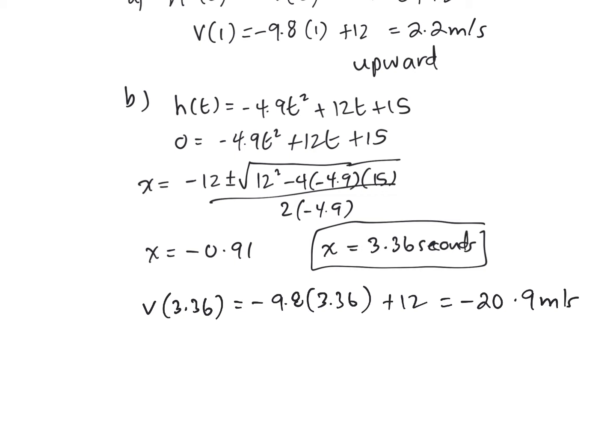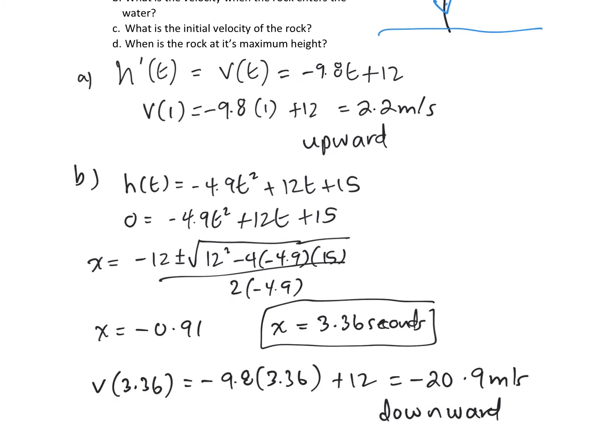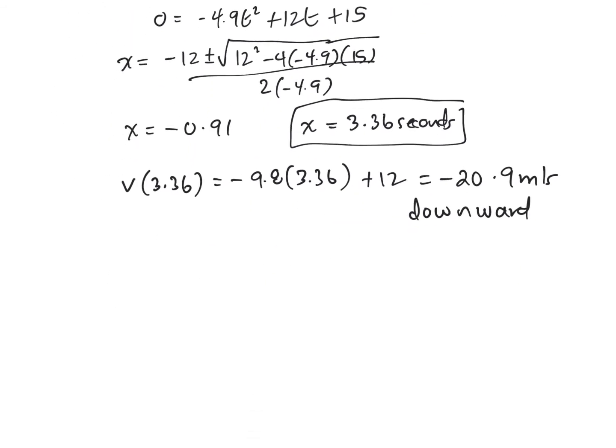So that tells us that since it's negative, it is traveling downward, which makes sense because if we go back to our diagram, here's where it's going to hit the water and it's traveling down at that point. So that's why the velocity is negative. The next question, what is the initial velocity? So that's just at time 0. So velocity at 0 is just going to be 12 meters per second. So again, it's positive, meaning it goes up first.